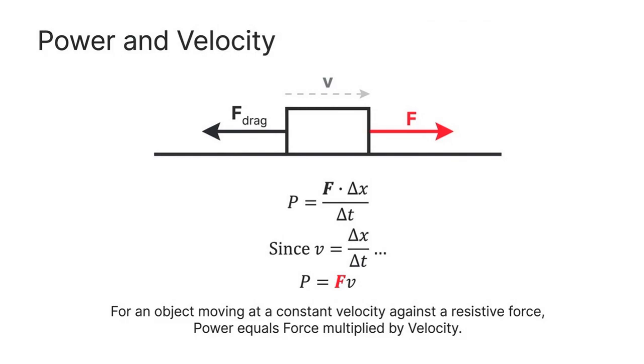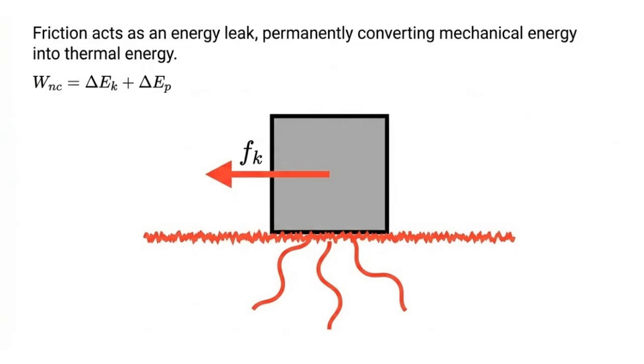Since velocity is the distance traveled divided by the time taken, we can substitute that into our power equation. This simplifies to showing that power is the product of the force applied and the velocity of the object. So, in situations where an object is moving steadily against a resistance, the power required is simply the force pushing forward times how fast the object is moving.